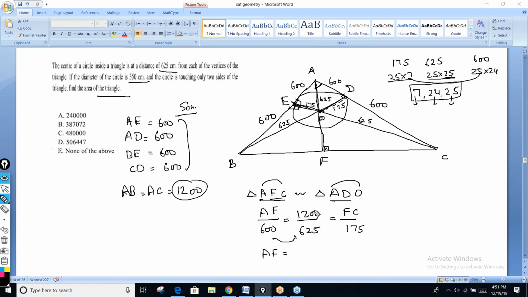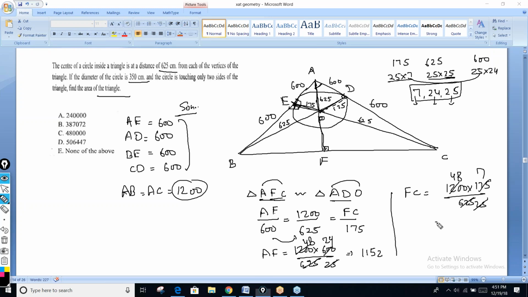If I cancel out with 25, that is 25 into 24, 25 into 50, 25 into 48, that is 1200 into 600 upon 625. Cancel out with 25, that is 24, that is 48. So that comes out to be 48 into 24, which is 576 into 2, which is 1152. Similarly, FC comes out to be 1200 into 175 upon 625. That is 25, that is 7, and that is 48. So that comes out to be 48 into 7, which is 280 plus 56, 336.